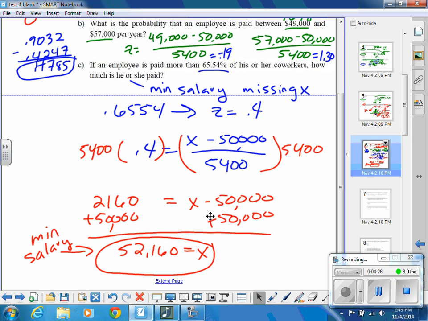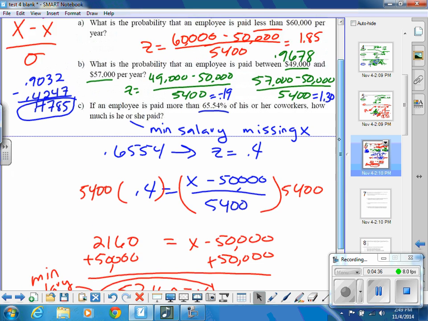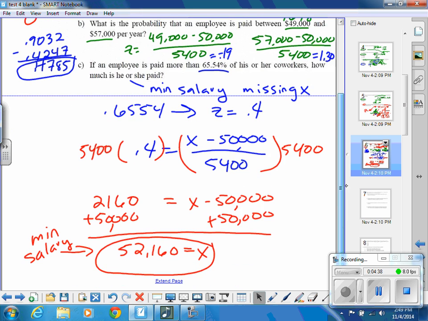Now, this type of problem, what I just did by working it backwards, is how numbers 1 through 4 at the beginning of this page work. That's why I didn't want to start out with this. I wanted to show you the straightforward way to do it, and then we're going to go and do all the other ones like this.